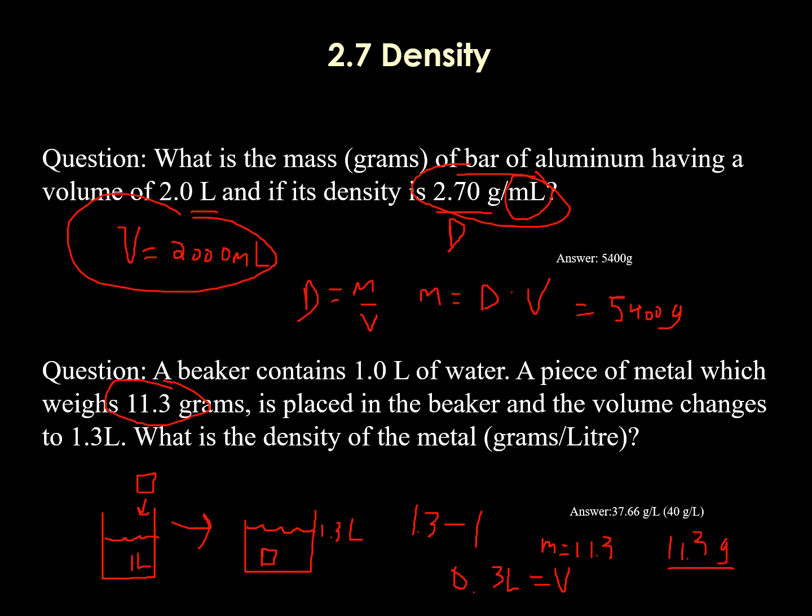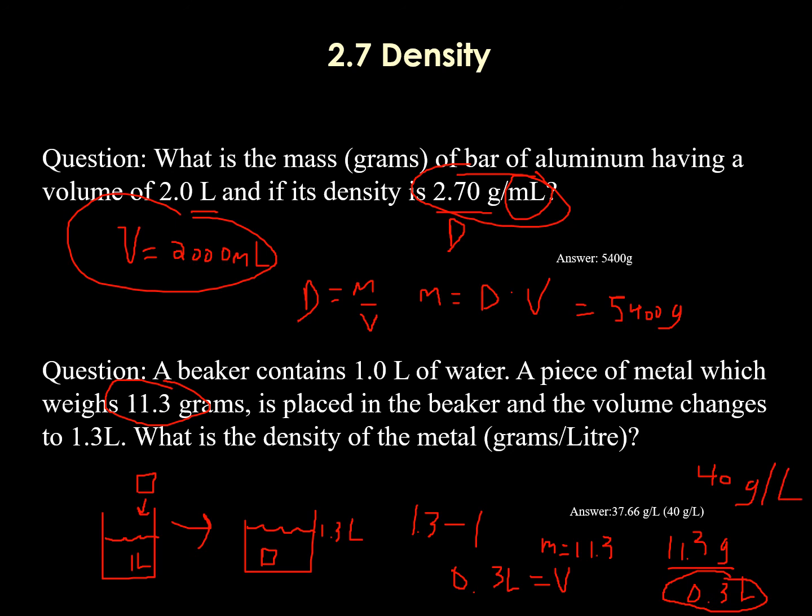So when you do 11.3 grams divided by 0.3 liters, again these are the metal properties, you're going to get a density of 37.66. However, in the question there's only one significant figure in the denominator, so your answer can come out to 40 grams per liter. So pay attention to the significant figures when you do lab number 1.